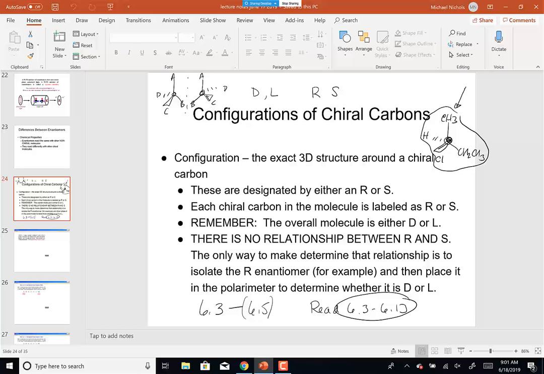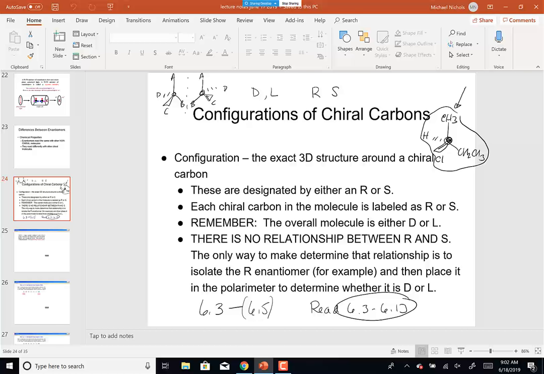There are two ways to describe a chiral molecule, one at the molecule level and one at each chiral center level. We talked yesterday about the rotation of plane polarized light, positively or negatively. That's the way to describe which enantiomer you have at the entire molecule level. So if you have two enantiomers, one will be D, one will be L, and it doesn't matter how many chiral centers it has. They'll be mirror images of each other. So one's D and one's L.